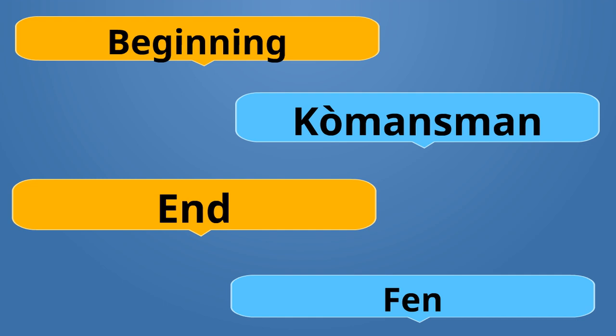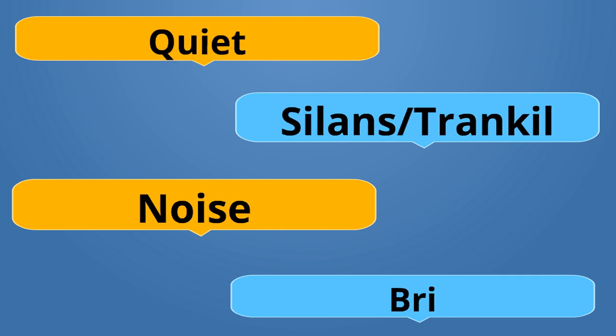Quiet and noise are opposites. Okay, for quiet, we say tranquille or we say silas. Silas. Don't speak, be quiet. For noise, we say bruit. Silence is also another way to say silence. Okay, if there's complete silence, there's no noise, you say silence. Okay, tranquille is like everything is quiet.